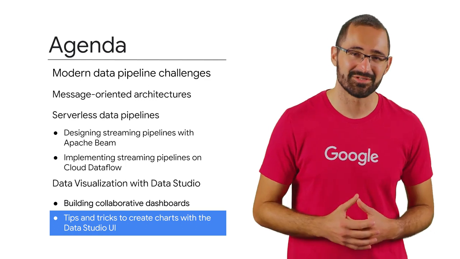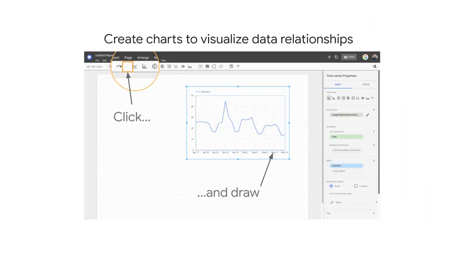Now let's look at some tips and tricks for chart creation. The mantra in Data Studio is click and draw, not drag and drop. So you select a chart type, then you draw a box where you want it to go. Data Studio automatically adds some appropriate fields that it thinks could be useful to your chart. The Chart Properties panel on the right is where you can configure your chart.